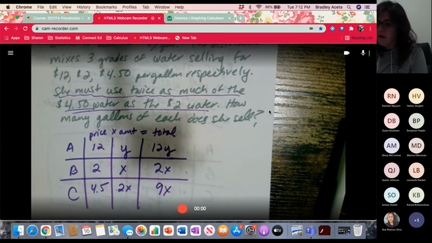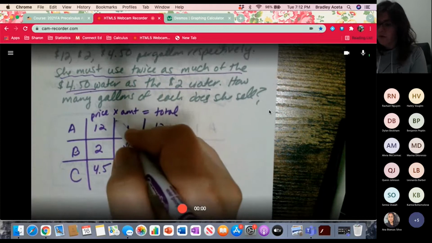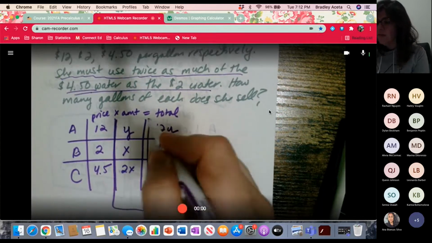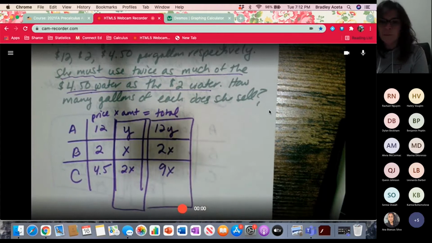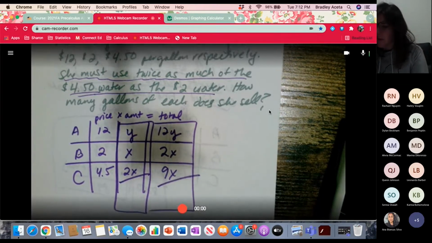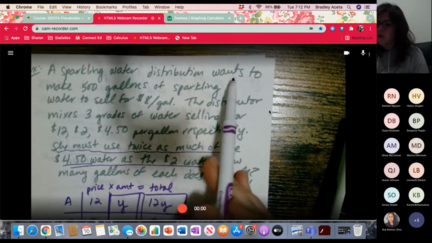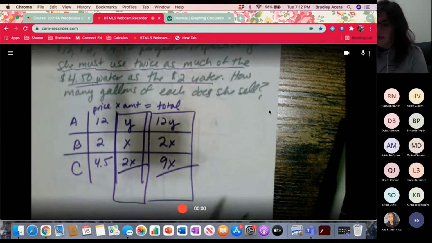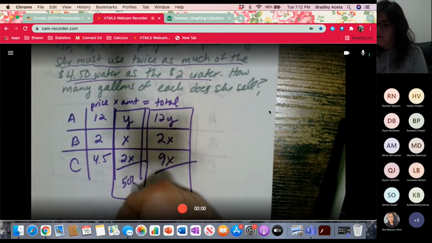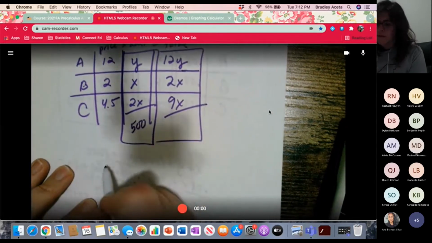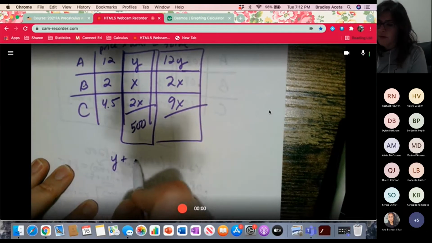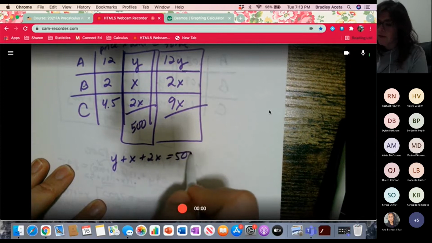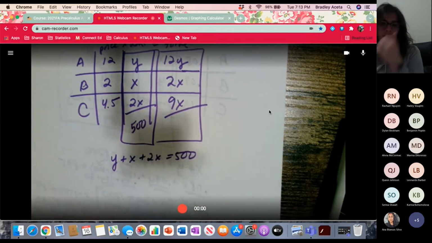All right, now let's write our equation here. So we got to go back up to the story. Remember, your two equations usually come from the amount and then the total. So let's find out if there's an amount. Sparkling water distribution wants to make 500 gallons. There's an amount. I need there to be 500 gallons total here. So Y plus X plus 2X equals 500. There's my first equation.